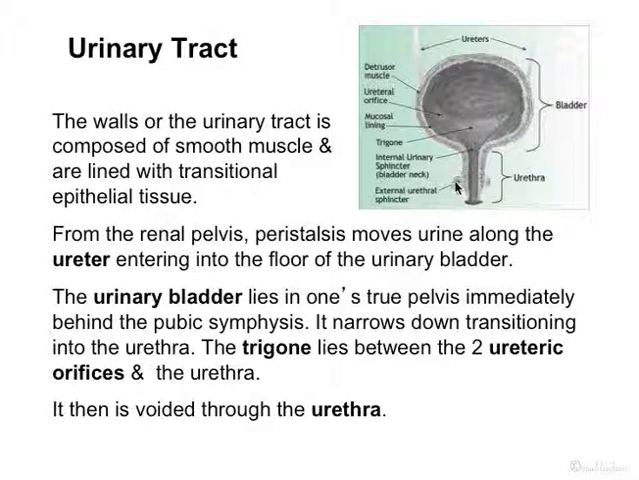We have an external sphincter here that controls if we want to go pee or not, and an internal sphincter right here by the opening. The area between the two openings on the top and the opening on the bottom is known as the trigone. All right. Trigone. Look at that.